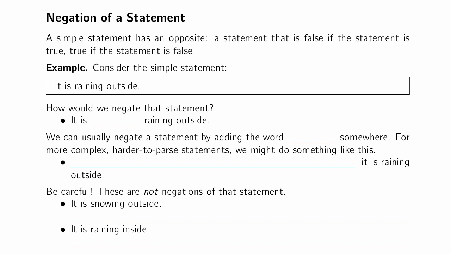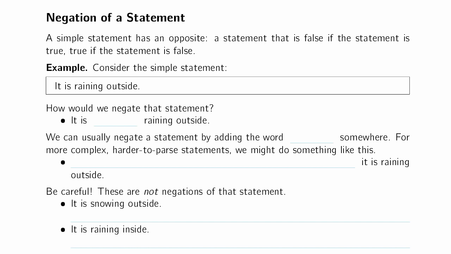Let's start to think about what kinds of things we can do with a simple statement. There is one thing that we can do with just a single simple statement, and that is to negate it. A simple statement has an opposite. Remember, there are two truth values, true or false. The opposite of a statement is the statement that's false if the given statement is true, or true if the given statement is false.